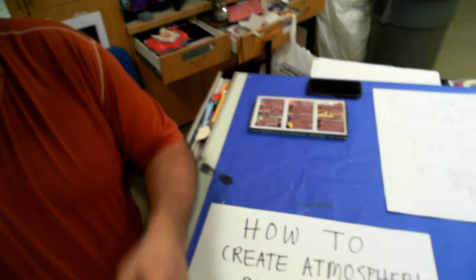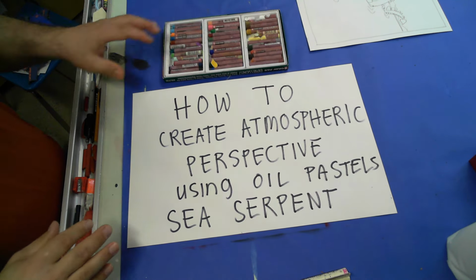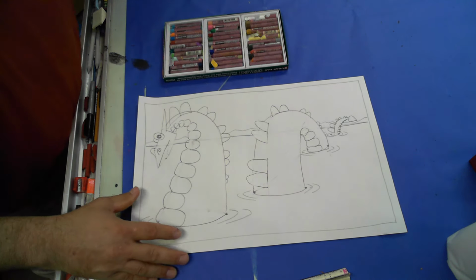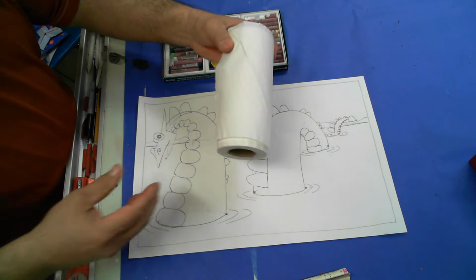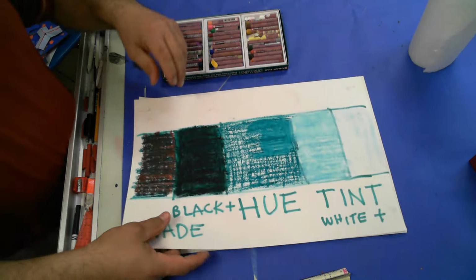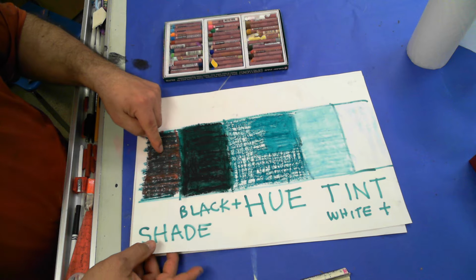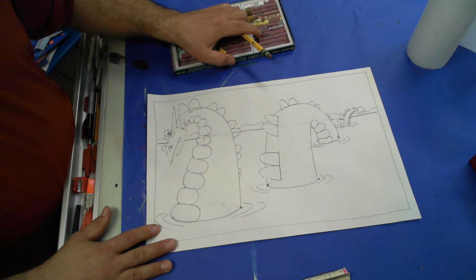This is John Sterner. I am the art teacher at Lakeview Public Schools, and today we are doing Laker 7th grade, and we are learning how to create atmospheric perspective using oil pastels on our Sea Serpent. Our Sea Serpent is a cylinder, and much like how we shaded the cylinder before, where we created a value scale, we're going to use our hue, our tints, and our shade to create this Sea Serpent and make it look like it's in color.